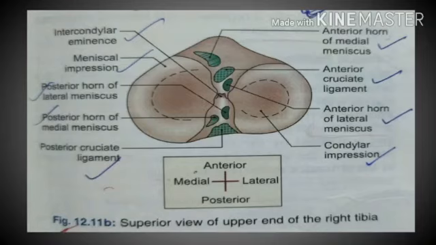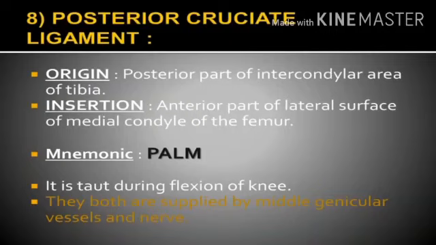This ligament gets tight when extension of the knee occurs. Here you can see the picture of the anterior cruciate ligament that is present anteriorly on the tibia. The posterior cruciate ligament originates from the posterior part of the intercondylar area of the tibia. It inserts at the anterior part of the lateral surface of the medial condyle of the femur.